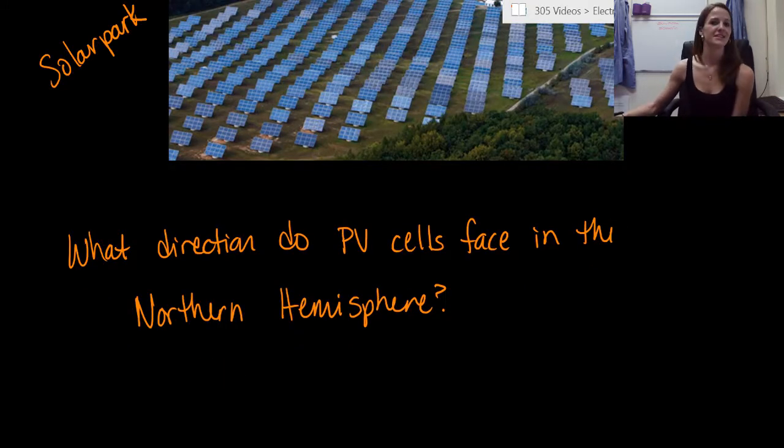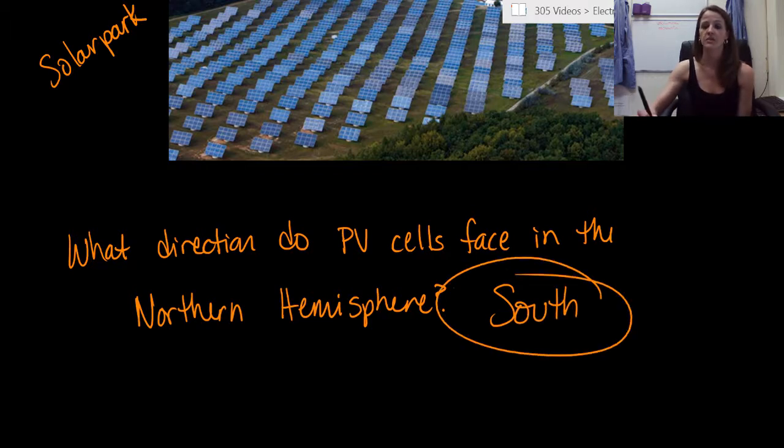Hopefully you did, but if you didn't, that's okay. I completely just asked you this out of thin air, so I don't really expect you to know the answer yet. But the correct answer is south. So in the northern hemisphere, whenever you have a solar park like that, you want to do everything you possibly can to make sure that your PV cells or your array of PV cells are facing in the southern direction. That is because we have done so much research and we figured out that in the northern hemisphere, that's when the PV cell is able to grab the most incident radiation.